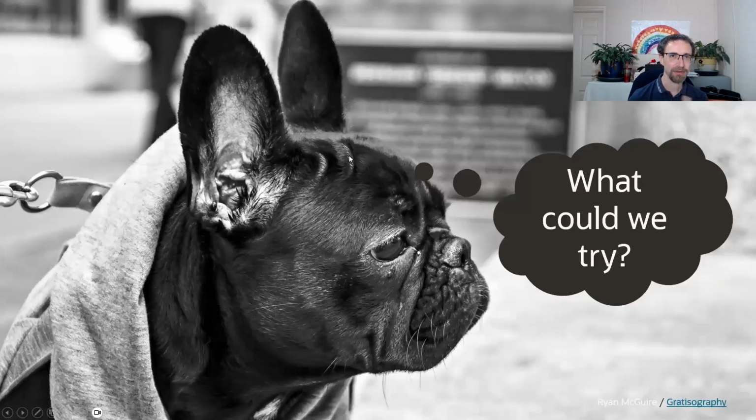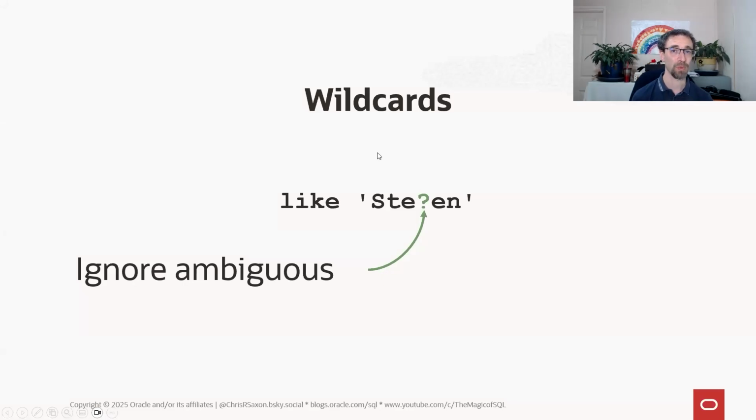So the question is, how can we find people with similar sounding names? We want to find two lots of people called Stephen, spelled S-T-E-V-E-N and S-T-E-P-H-E-N, right? One approach we could take is to use wildcards. We can say, there's a character that's V or PH, and ignore the ones which are ambiguous in terms of pronunciation, right? They sound the same, but actually are different letters.